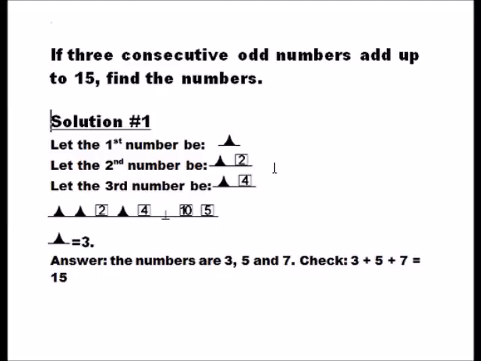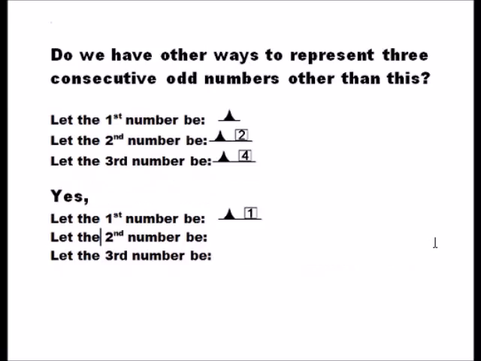Since you're told that the sum of the numbers is 15, we're going to place all the numbers on the left side of the scale. This is the first number, pawn. This is the second number, pawn and 2. And this is the third number, pawn and 4. And their sum is 15. Now, when you solve this equation, you'll see that the pawn is worth 3. And therefore, the numbers would be 3, 5, and 7. And if you add them up, you get 15. So that would be one approach, the simplest approach to solving this problem.